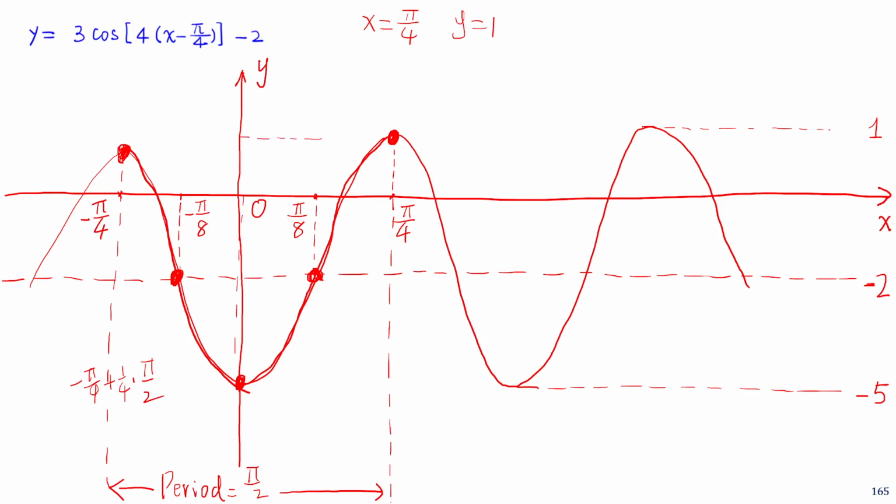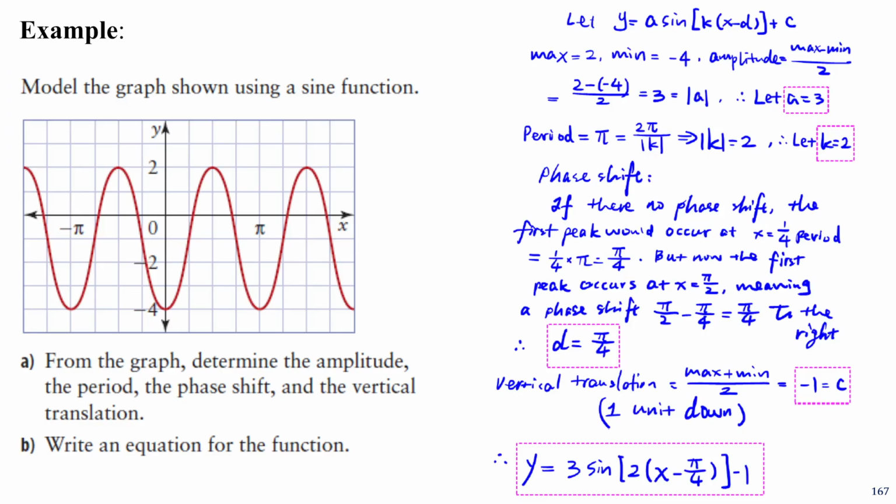Also label the maximum point it can get here, 1. Minimum point here is -5, and the equilibrium position, which is -2 here. So that's the sketch of such a function. You get it? Alright, if you don't have any questions, let's have a look at another example.